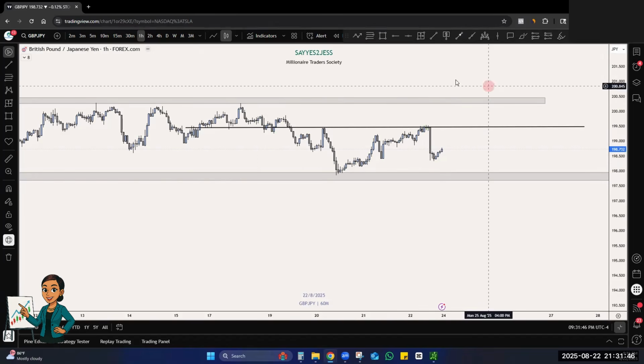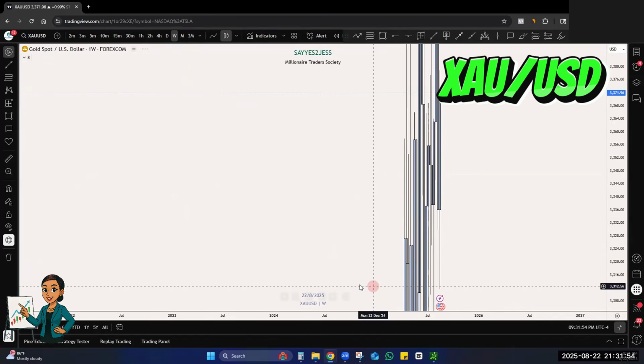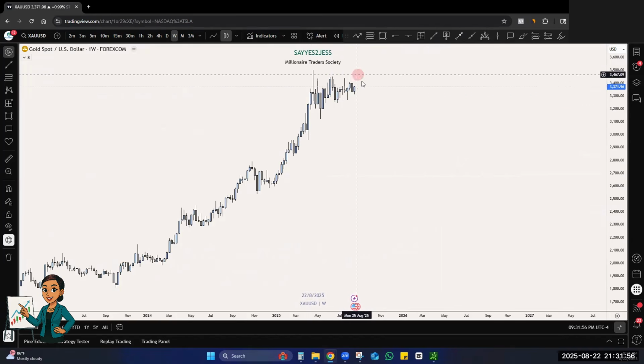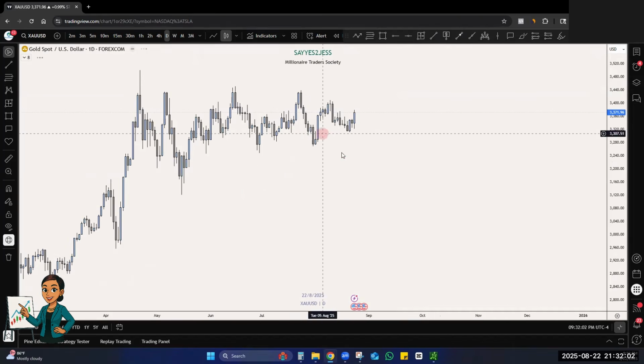The next request is gold. Let's go to the weekly real quick and see what gold is looking like. Gold has pretty much been consolidating. We've been respecting the support with this hammer. Price came right back down and held. Let's go to the daily.